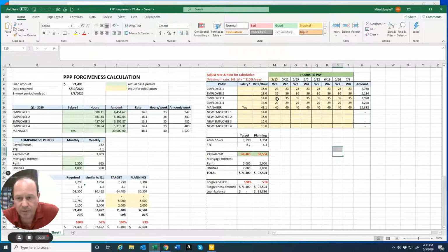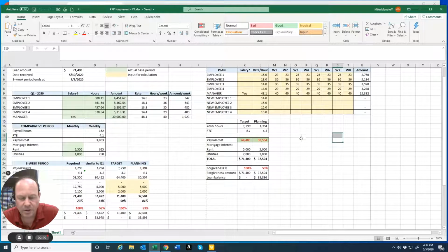So we ran the numbers. Here's the numbers that they need to have worked every week. So by doing that, we come up with the total number of hours. That's the target right here. Again, I'm kind of circling it. That comes out to equivalent of 4.1 full-time equivalents.